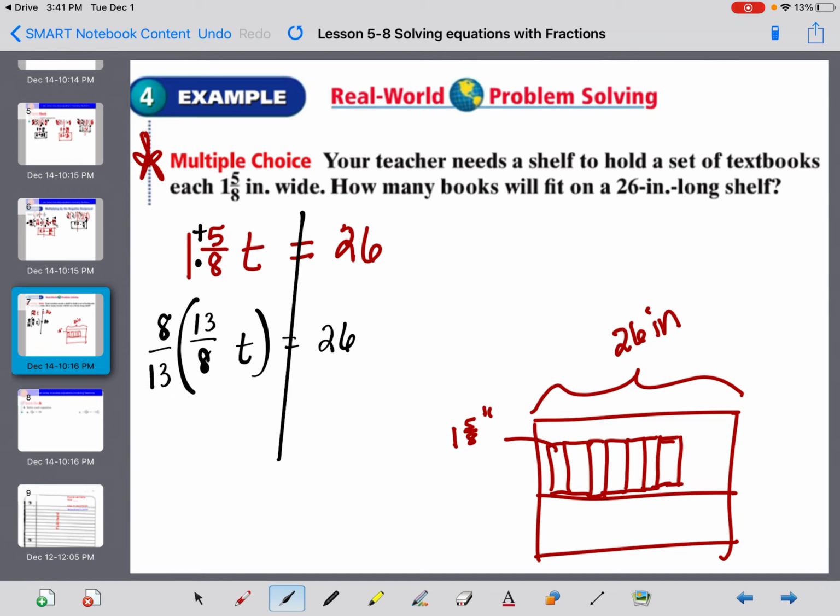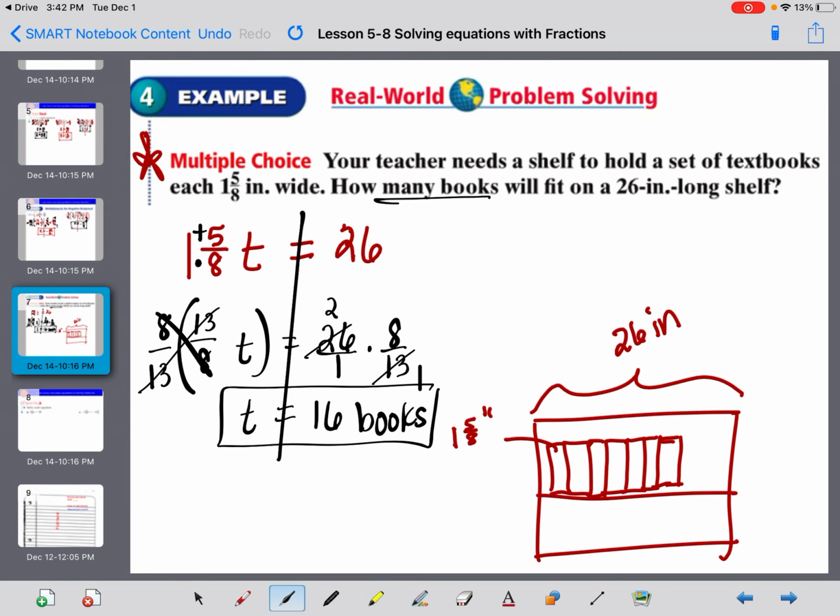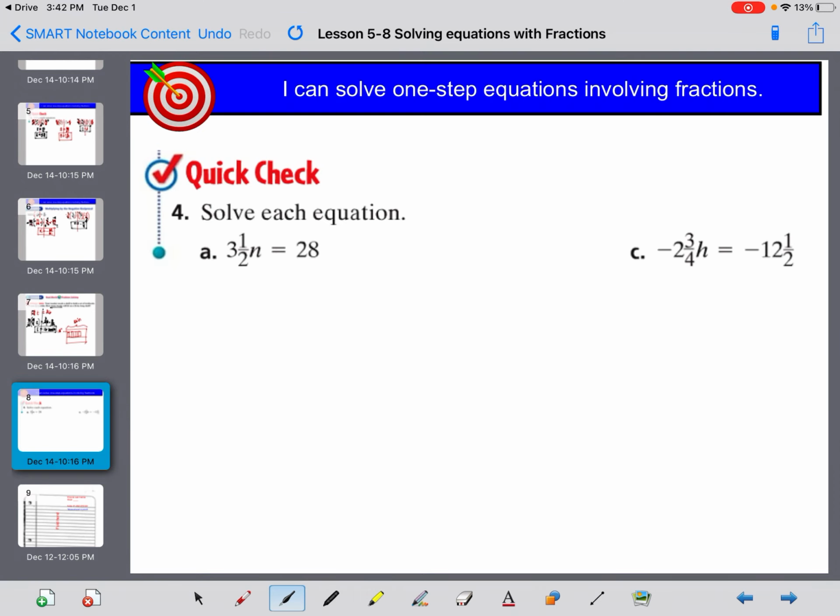Now, what do I do when 26 is a whole number? Remember, just put it over 1. Now, 13 and 26 are both divisible by 13. 2 times 8 is 16. How many books? 16 books. There you have it.